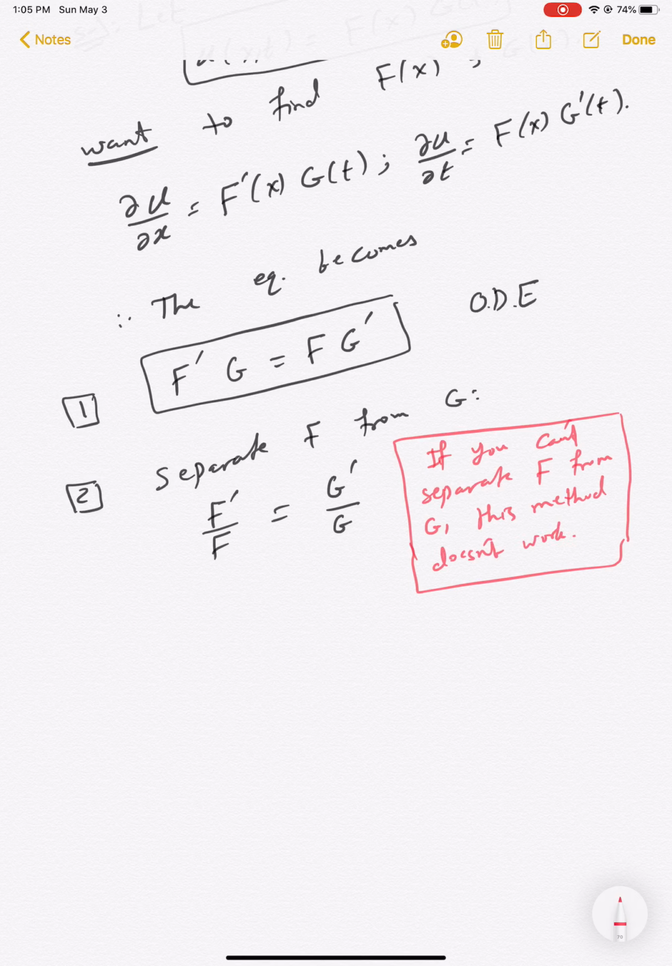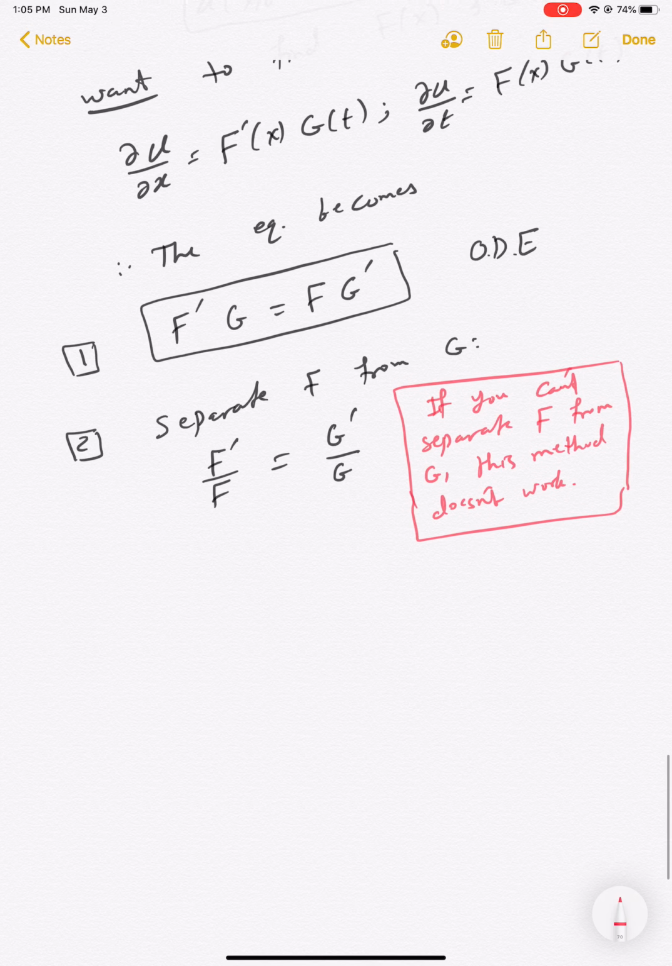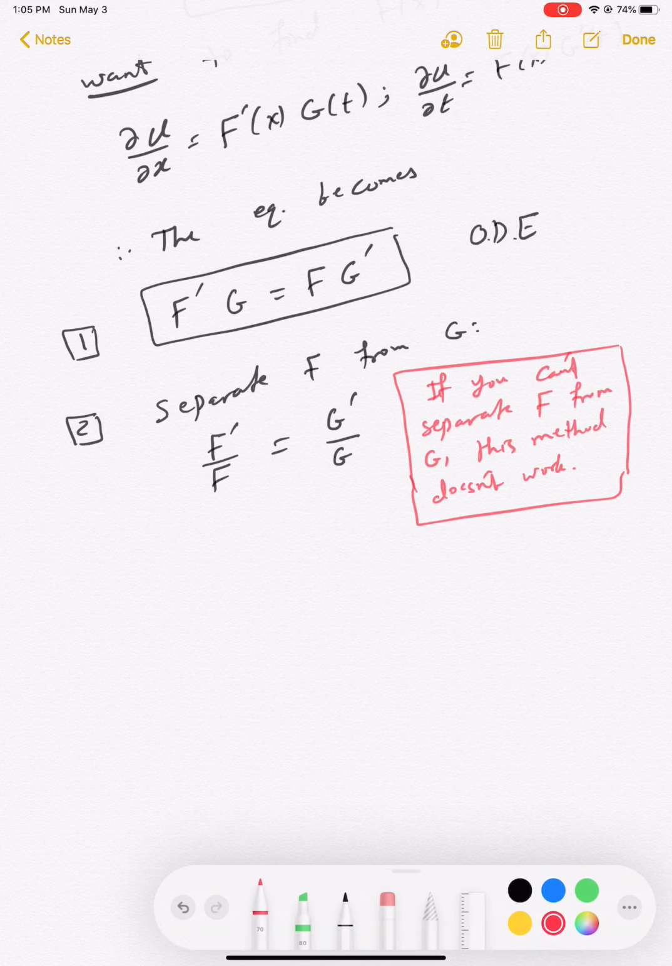So if you have any partial differential equation and you want to solve it using the method of separation of variables, do it, start with it. This is the first step, so you're not wasting a lot of time. When you reach this step, you ask, can I separate f from g? If you can, yes; if you can't, no. This is where things become clear.